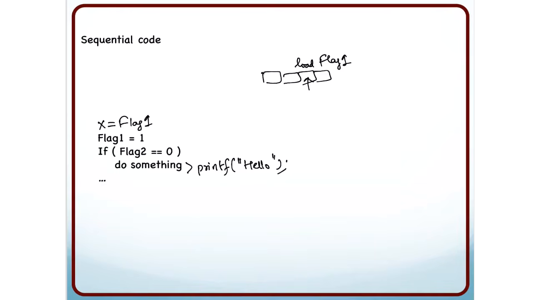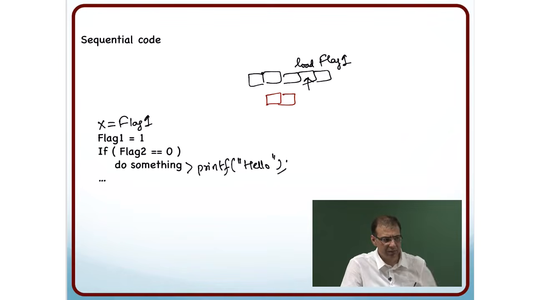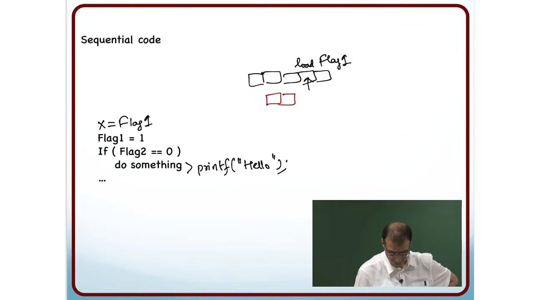And now in the next instruction we are saying that flag 1 is equal to 1. I can't change the value of flag 1 until the previous value of flag 1 has been assigned to x. So there are various ways of dealing with this, but one of the things that the compiler will typically do in such a scenario is move this instruction later. How does that help?